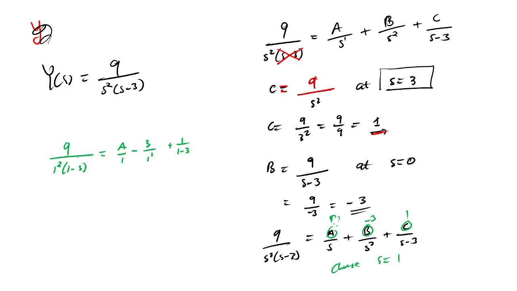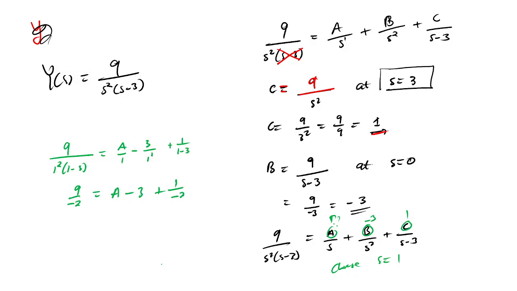Please punch everything on your calculator for the left hand side. Tell me what do you get. 9 all over 1 squared times 1 minus 3. 1 squared is the same as 1. I'm just doing this for the sake of teaching. 1 minus 3 is going to be negative 2. So it's 9 all over negative 2, which is equal to A over 1, which is the same as A, so it's minus 3, and then 1 all over 1 minus 3. 1 minus 3 is negative 2.